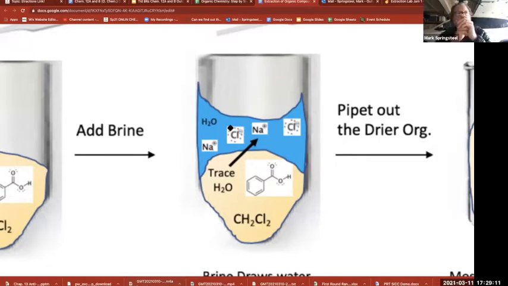Remember when you talked about osmosis in general chem, and they said, if you have a semi-permeable membrane, the water will want to go through it to the side of higher concentration ions to dilute those ions. So the water wants to come out of the organic layer to dilute all this saturated sodium chloride. Also, you can think water's got a delta negative charge and a delta positive, so it's going to be attracted to chloride and sodium.